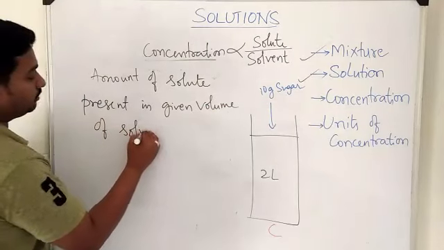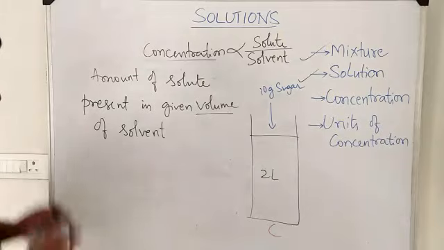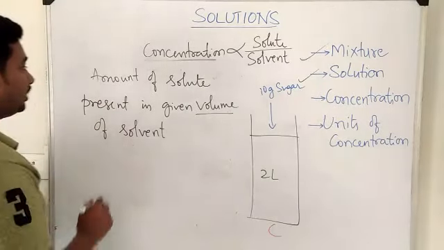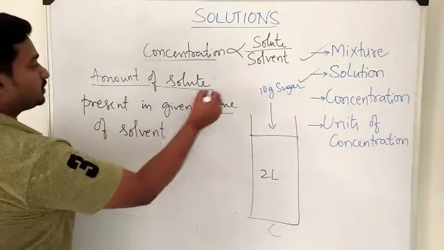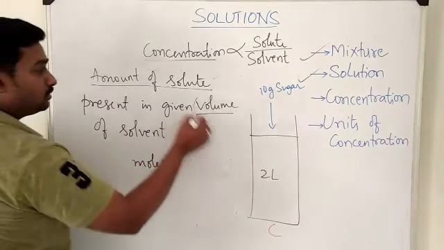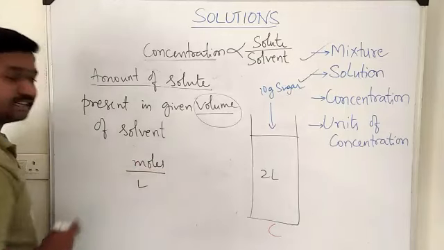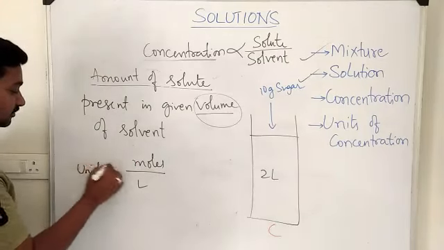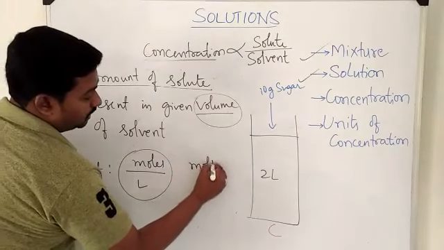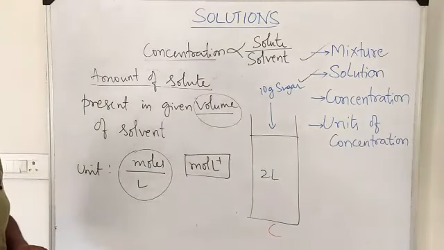of solvent. I am particularly using this word volume here because I want to derive an SI unit for this concentration. The SI unit becomes very simple. See, amount of solute, which is number of moles, and volume of solvent, which is liter. Moles per liter becomes the unit of concentration. Very simple. Please remember this unit. Mole per liter is the standard unit of concentration.